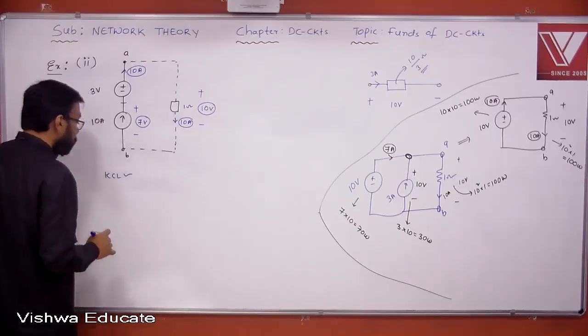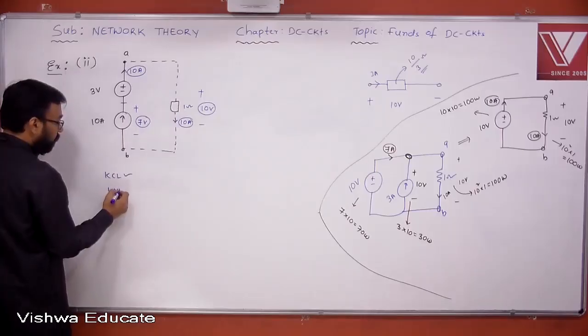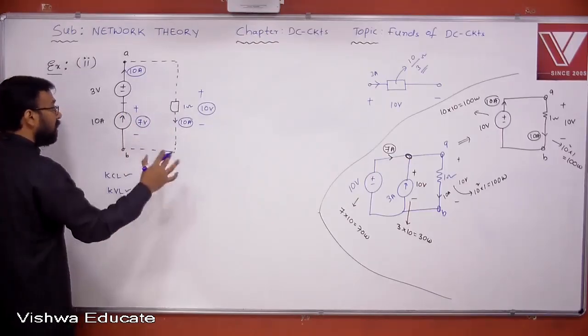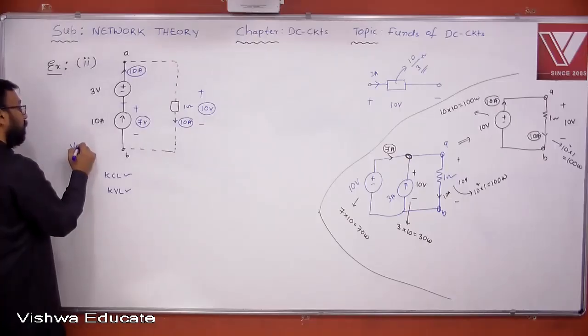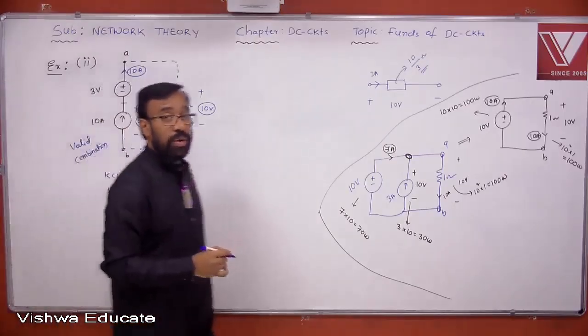Well, now KVL is satisfied. Definitely KVL is also okay. To satisfy KVL, definitely 7 volts will appear here. So KVL is also okay. Therefore, it is a valid combination.